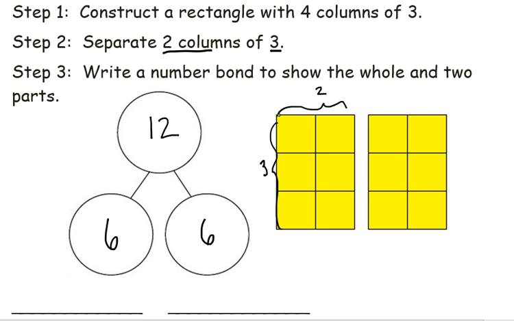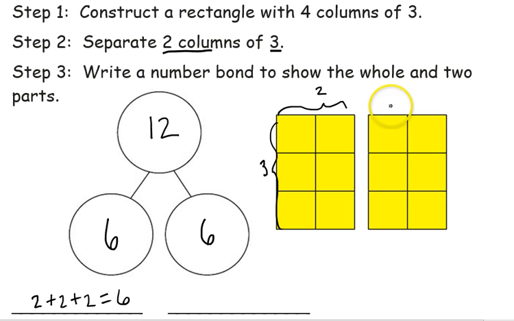To show the repeated addition problem for the first array, I could show it as 2 plus 2 plus 2, which equals 6. That shows me there's 2 squares in each row. For the second half, I could show the same thing. I could show 2 plus 2 plus 2 equals 6.